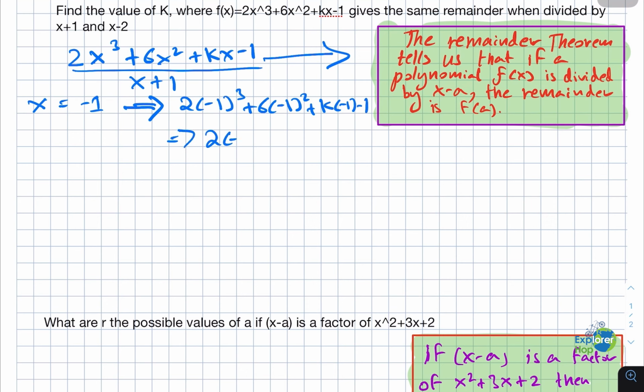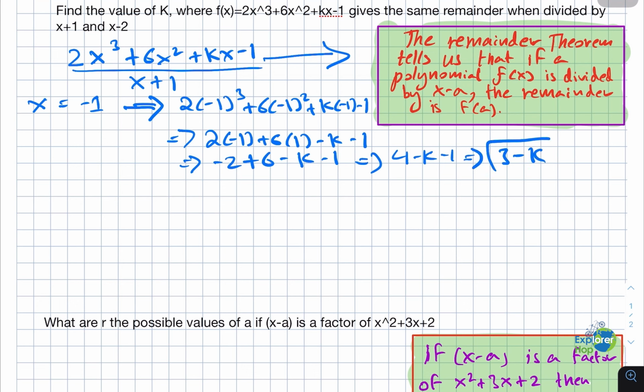Minus 1 cubed is minus 1, plus 6 times minus 1 squared is 1, minus k minus 1, which will give us minus 2 plus 6 minus k minus 1, which in turn gives us 4 minus k minus 1, which is equal to 3 minus k. Now that we have this as our remainder, we can now solve for x minus 2.